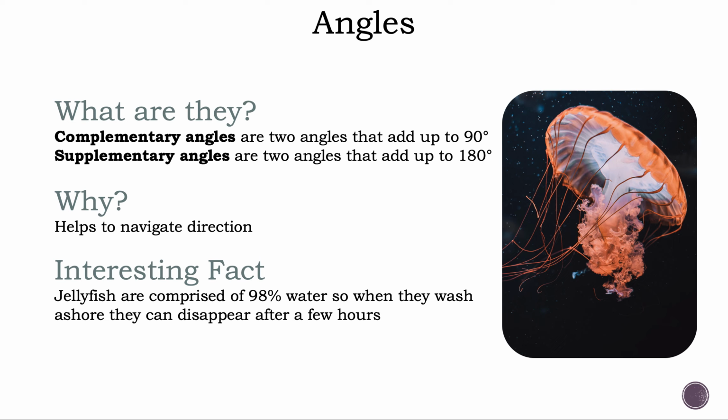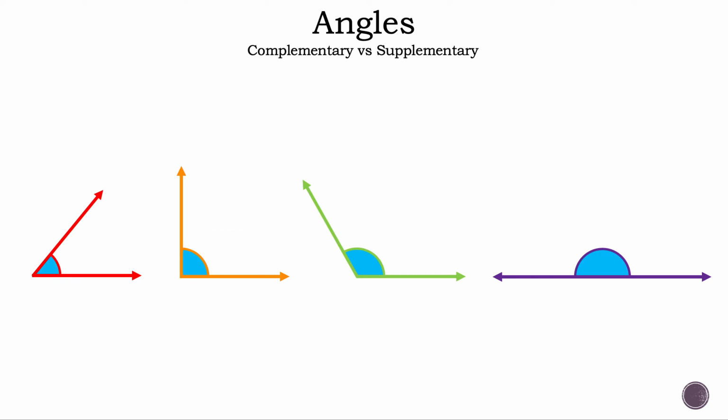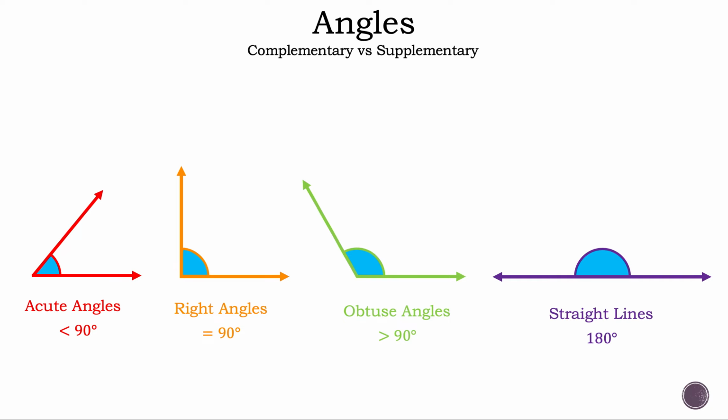Before we delve into what are complementary and supplementary angles, let's refresh our minds about four angles that we've seen before. First, we have acute angles that are less than 90 degrees. Next, we have right angles that are exactly 90 degrees. Next, we have obtuse angles that are greater than 90 degrees. Last, we have straight lines that are 180 degrees.